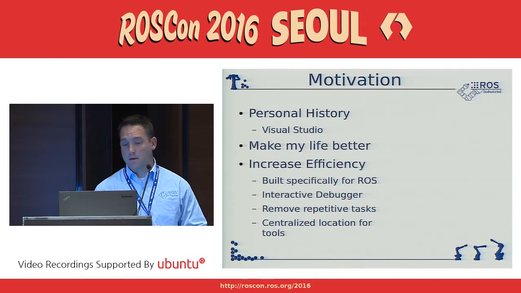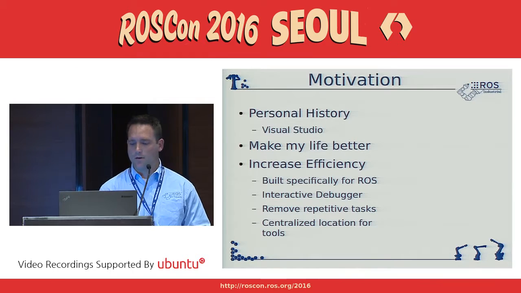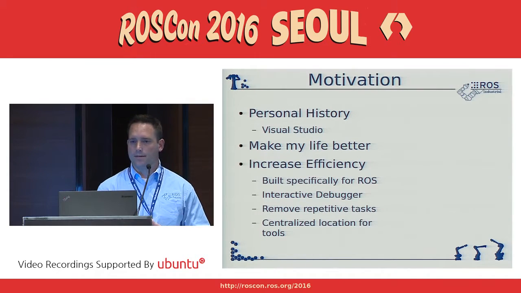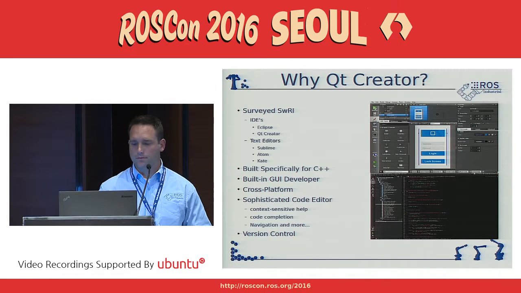The other motivation was to make my life easier, to add those tools that I was so accustomed to and make them available to me for developing ROS. Increase efficiency, so I wanted something built specifically for ROS. Interactive debugger, I wanted to remove repetitive tasks, things that I had to do multiple times, and I wanted to create a centralized location for tools. There were a lot of really good tools out there that developers had created, but they weren't centralized in a single location. So by doing this, I was able to create a single location for those tools.